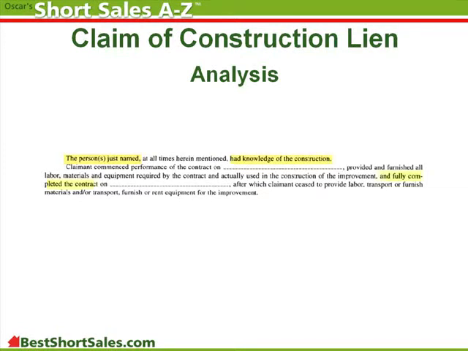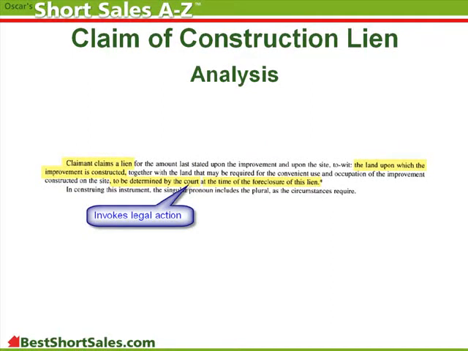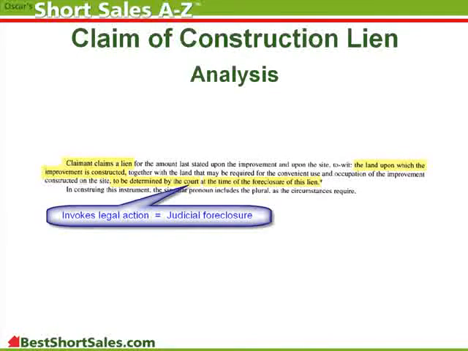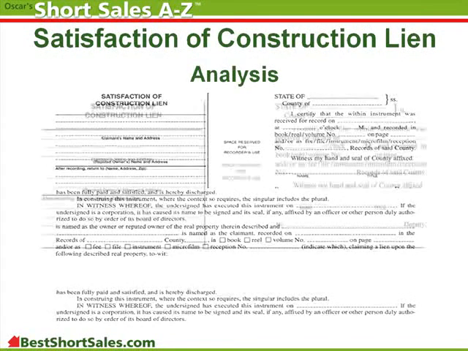The person just named had knowledge of the construction. The claimant fully completed the contract. This is so far a claim, not a resolved lien. However, it may already be a recorded encumbrance. Claimant claims a lien on the land upon which the improvement is constructed, to be determined by the court at the time of the foreclosure of this lien. Mentioning the court invokes legal action. This means judicial foreclosure.